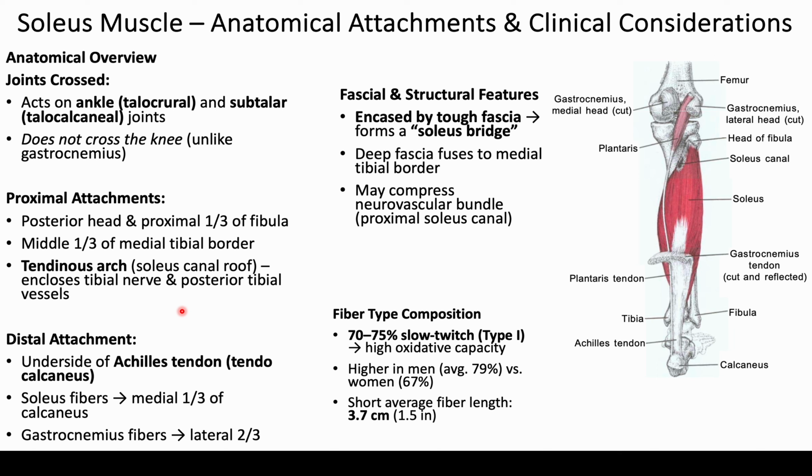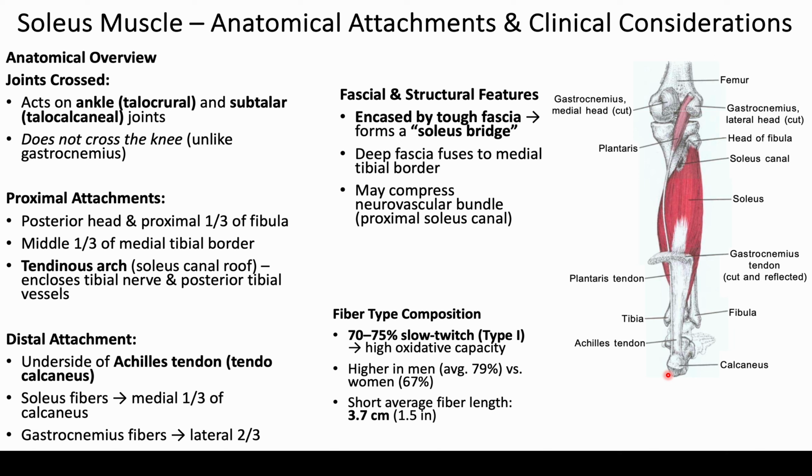That's where the important structures such as the tibial nerve and the vascular structures go through. Distal attachments, underside of the Achilles tendon. It's the medial third of the calcaneus. So this is why it's very important. Sometimes you get someone with Achilles tendonitis and they show more symptoms on the inside. Well, then right away you know that it's most likely going to be the soleus muscle versus the gastrocnemius, the lateral 2/3. So the soleus is medial third, whereas the gastrocnemius is lateral 2/3.